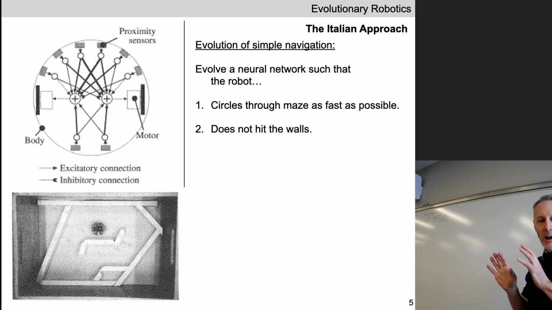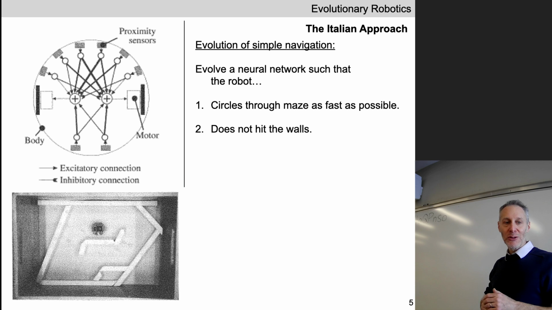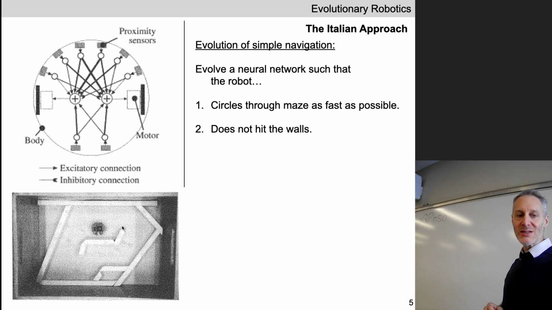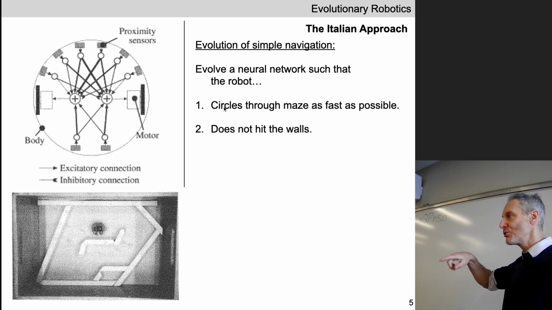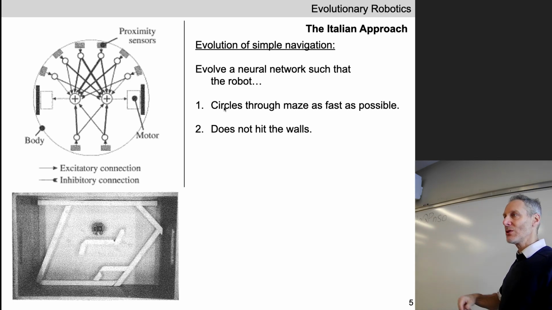It was very close to path following. They got a couple of foam pieces and made a little racetrack for their robot. They're going to try and evolve the weights of the neural network inside the robot so that it circles through the maze as fast as possible and doesn't hit the walls. Not too difficult.